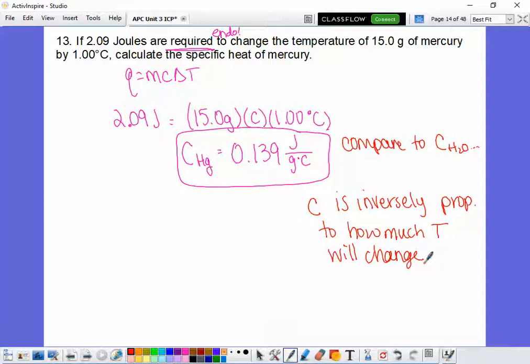So the larger the C, the smaller the temperature change. Keeping everything else constant, keeping joules and mass constant, comparing just C to delta T, they're inversely proportional. Okay? All right.